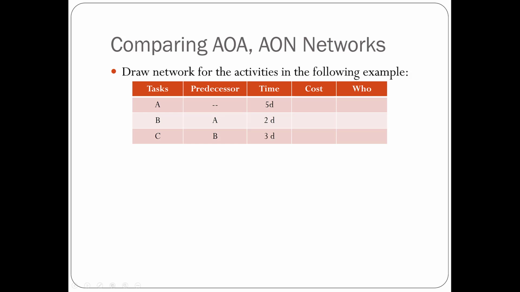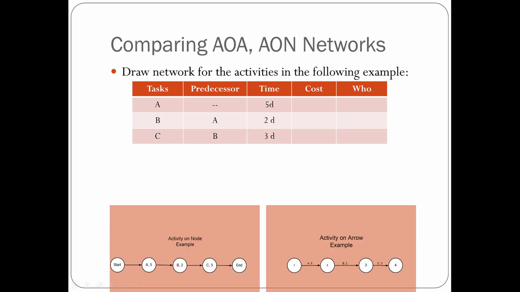Now, if we want to use this example to illustrate the network, we are going to look at how we draw the activity on arrow and the activity on node networks. So in this example, we have this action table here, and we have 3 tasks listed. A does not have any predecessors, and B's predecessor is A, C's predecessor is B. In this action table, we also have the time it needs to complete each task.